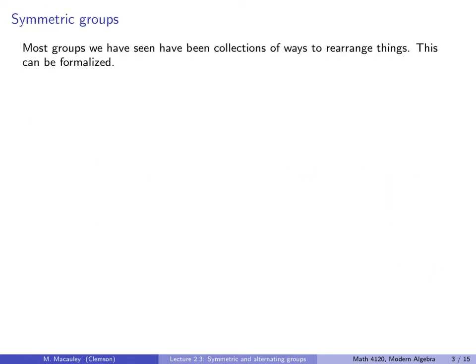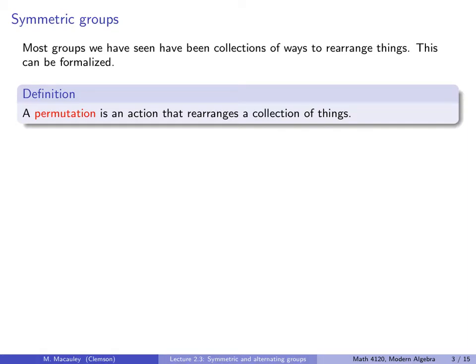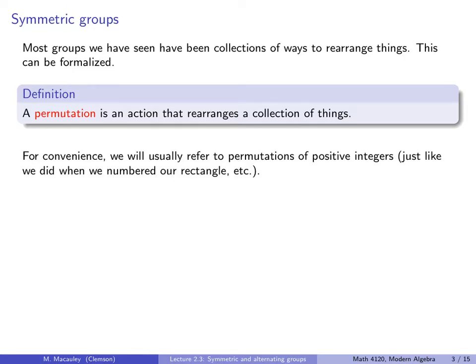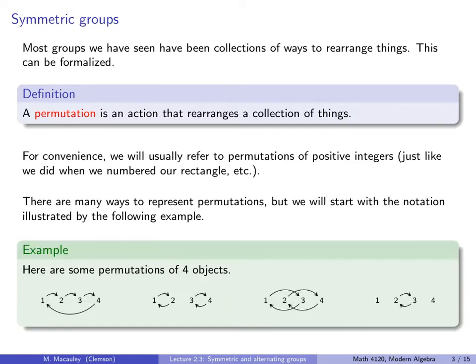Most groups we have seen have been collections of ways to rearrange things. Think of groups of symmetries. This can be formalized. Here's a definition that you probably already know. A permutation is an action that rearranges a collection of things. For convenience, we will usually refer to permutations of positive integers, just like we did when we numbered our rectangle. There are many ways to represent permutations, but we will start with the notation illustrated by the following example.